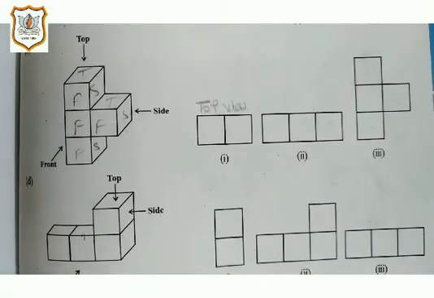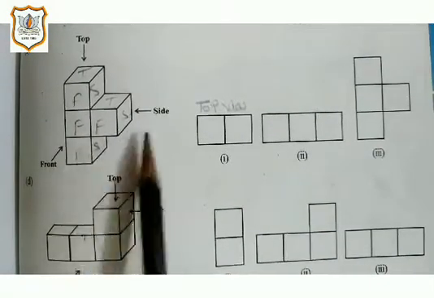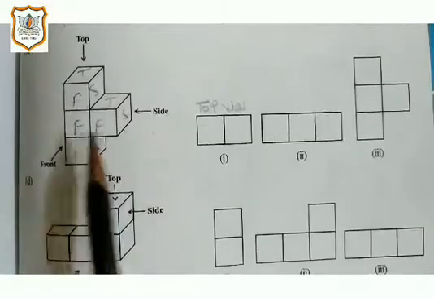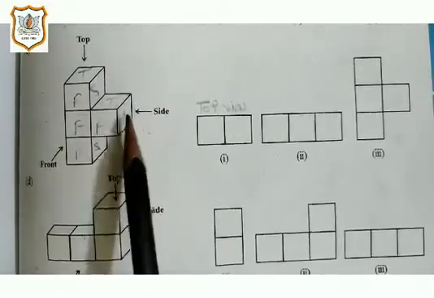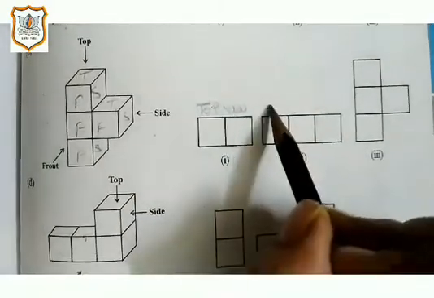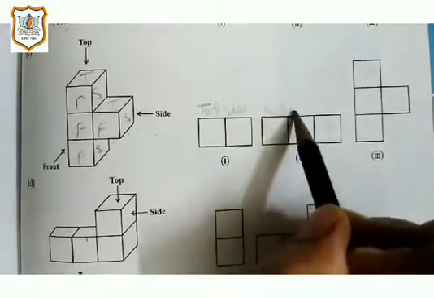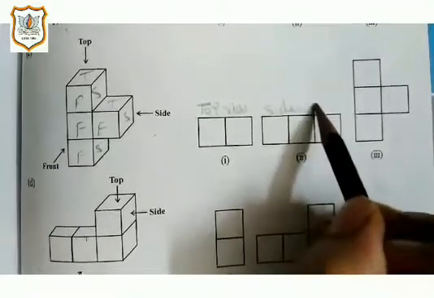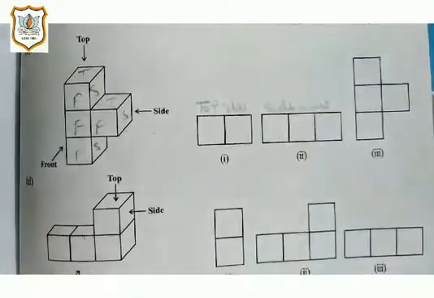Next, when you see this solid from the side, you will see 3 squares. 1, 2, 3. So the second part is the side view of this solid. So we write here side view.